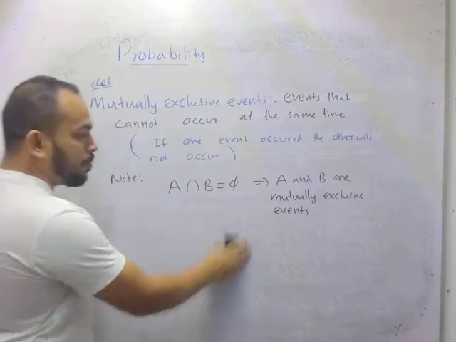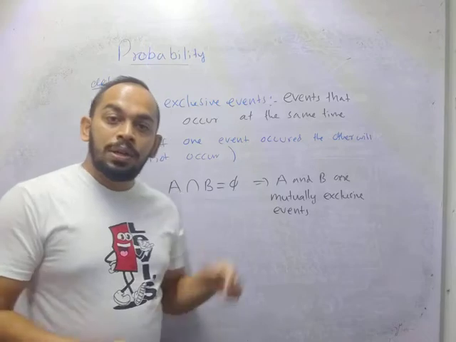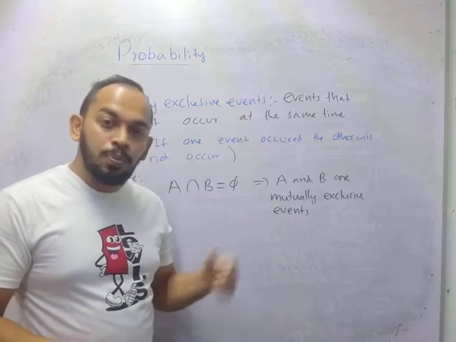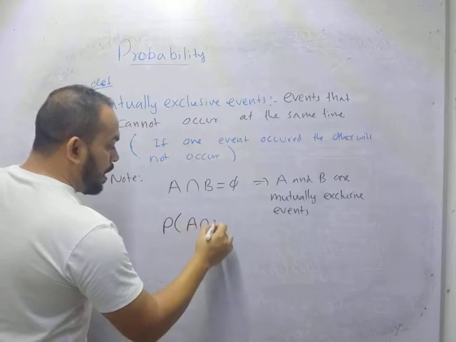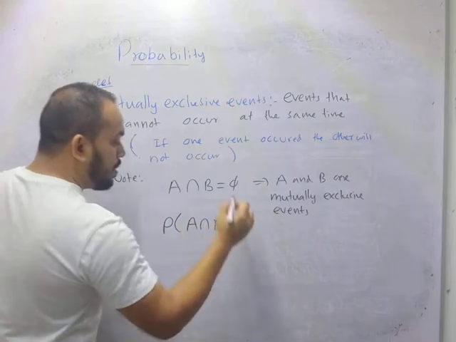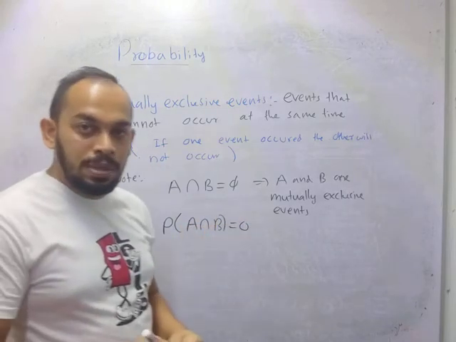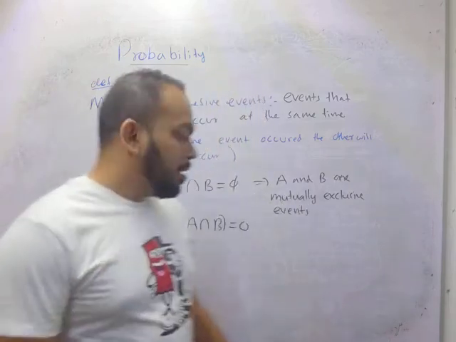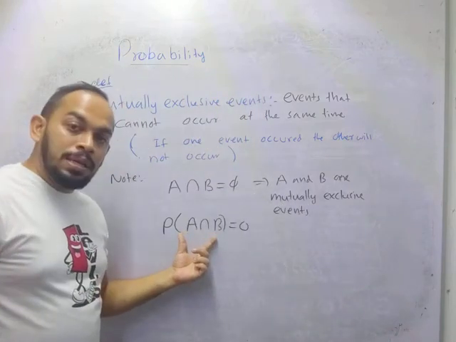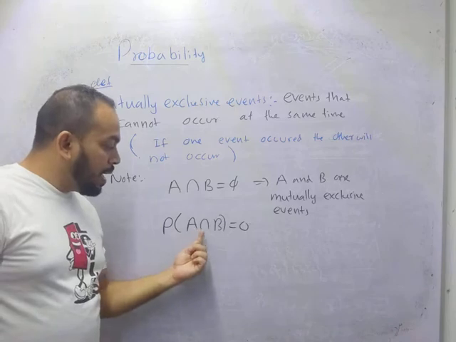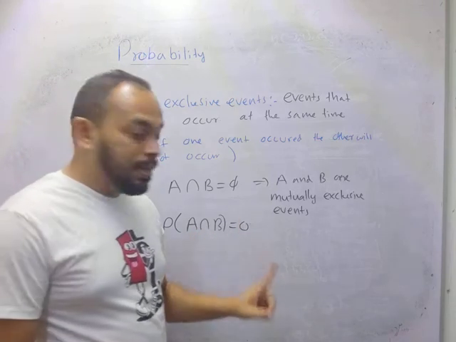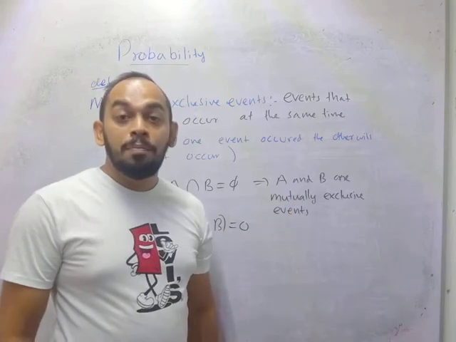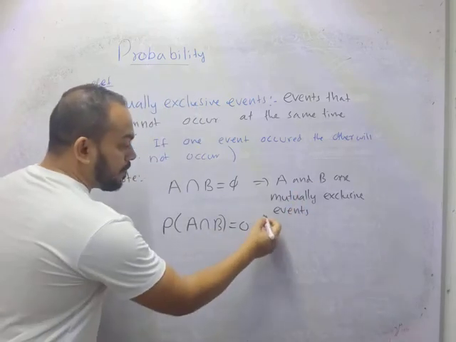Right. So in probability, when you convert this notation into probability, the probability of A intersection B equals 0. Please keep this in mind, we will get to this later. This means the probability of A and B happening at the same time is 0. In that case, A and B are mutually exclusive events.